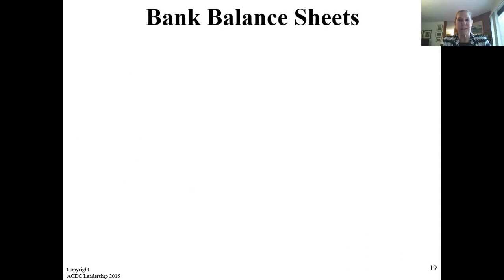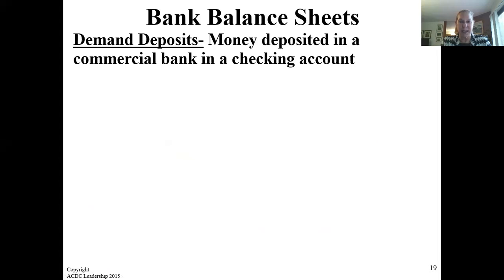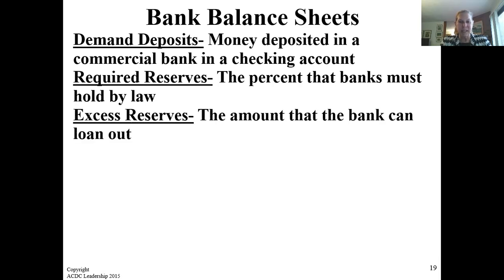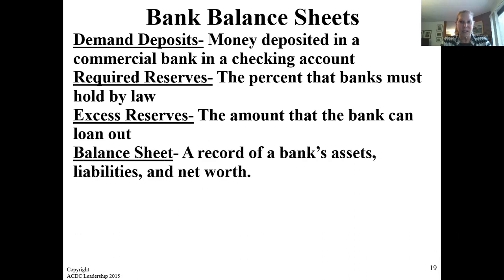Okay, so bank balance sheets. Demand deposits: that's money deposited in a commercial bank in a checking account. Required reserves: the percent of those deposits that banks must hold by law. They can't lend all the money out. Excess reserves: the amount that the bank can loan out. Balance sheet: that's the record of the bank's assets, liabilities, and net worth.